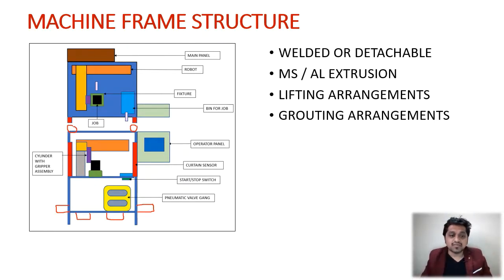So according to that, if the customer wants a grouting arrangement, we have to provide some kind of grouting arrangement here at the bottom of the machine, right? Or if the customer wants to move the machine, then we can provide some kind of wheel arrangement for the machine. So that is also required. We should ask the customer what he wants. Let's move on to the next thing.